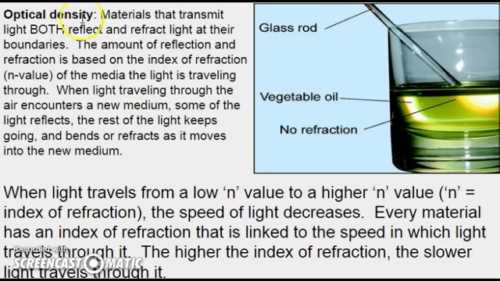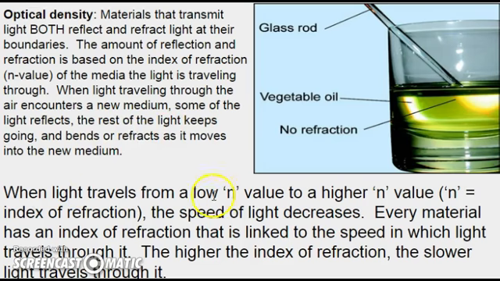Well, it actually has to do with what's called the optical density. Materials that transmit light both reflect and refract light at their boundaries. The amount of reflection or refraction is based on the index of refraction, n value, which is what we've been talking about: the refractive index of the media the light is traveling through. When light is traveling through the air and encounters a new medium, some of the light reflects and the rest of the light keeps going and bends or refracts as it moves into the new medium.